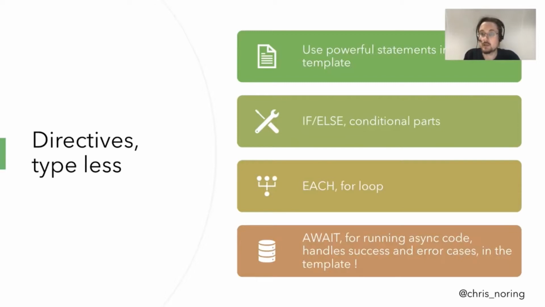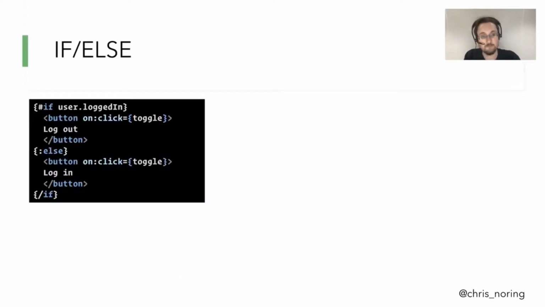Right, let's talk about directives as the last thing in this presentation. There are powerful statements. They happen inside of your template. The 3 I wanted to cover is if-else, conditional parts in your template, each, which is the for loop, when you have lists, for example, on your object or list that you want to render. And lastly, the await structure that enables you to render out promises.